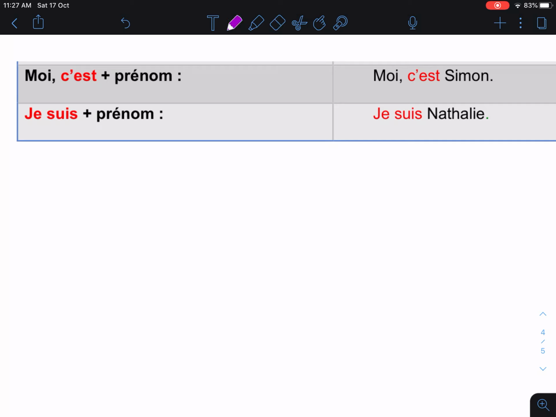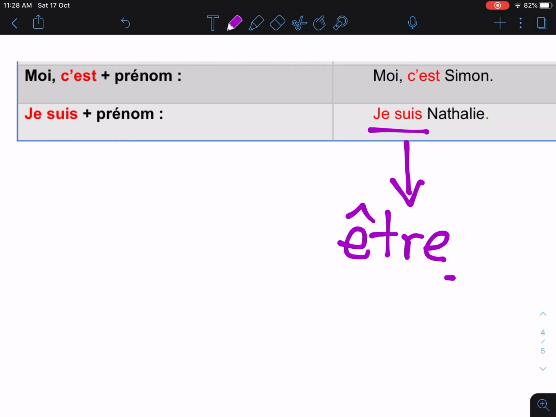Now, you have here je suis. Now, we don't use c'est, but here you use je suis. Now, suis, if you notice, the S is silent. You don't say Swiss, you say suis. Now, instead of moi, c'est Simon, here you have je suis. Je suis what? Je suis Nathalie. It means I am Nathalie. So here je suis means I am. And suis comes from the verb être. It means the verb to be.